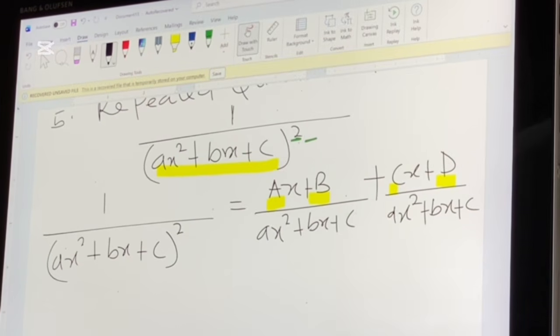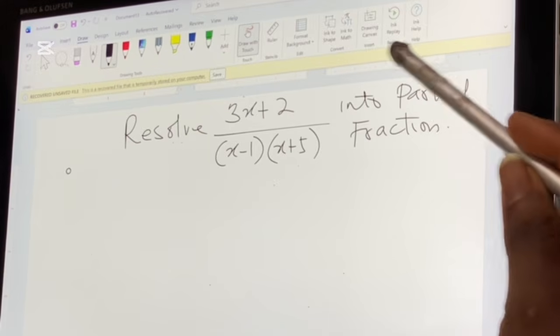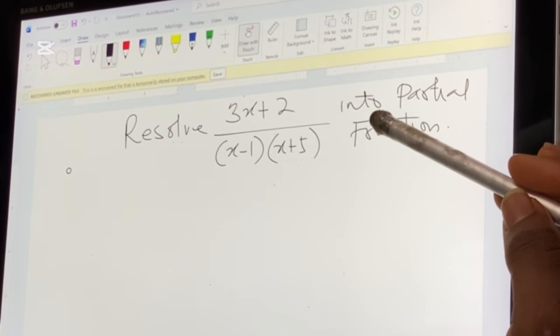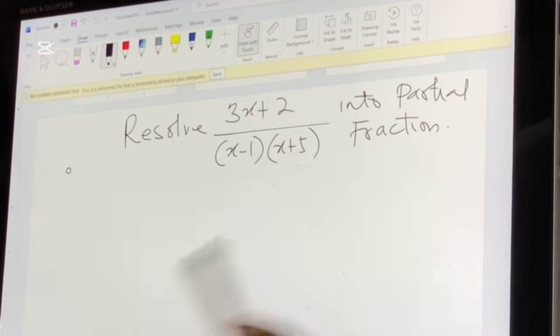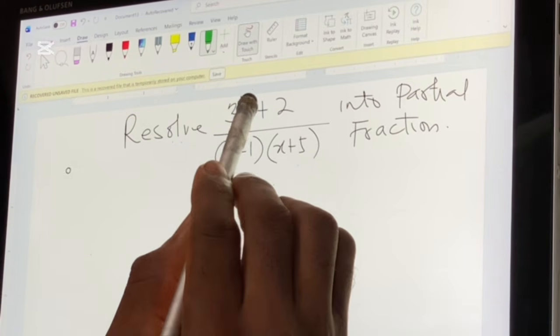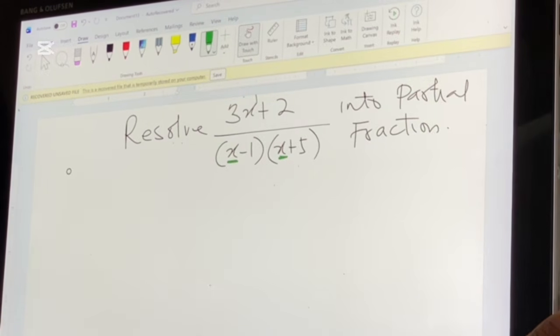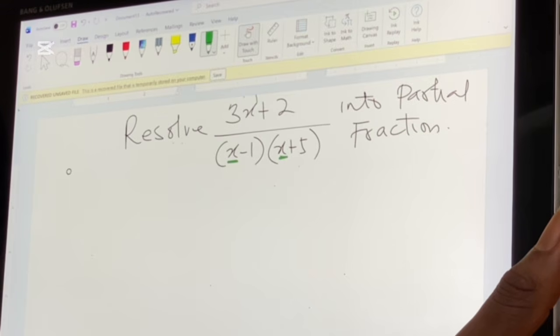So let's solve question 1 here for us to understand this properly. Question 1, please. Okay, class, let's solve this question here. Resolve (3s plus 2) over (s minus 1) into (s plus 5) into partial fractions. Of course, for you to solve any partial fractions, you have to consider two conditions. The first one here is to know if it is proper or improper. So class, let's know that from the power. The highest power at the numerator is 1. The highest power at the denominator is 2. If you multiply this with this one, you have 2.